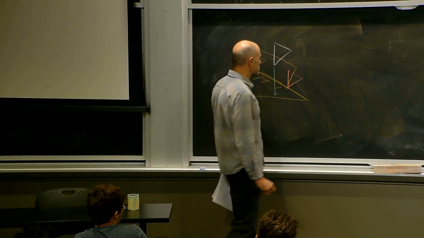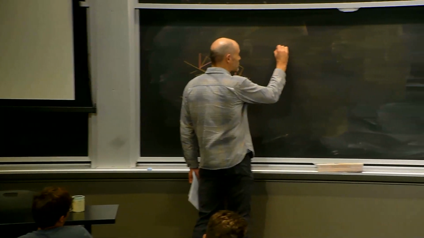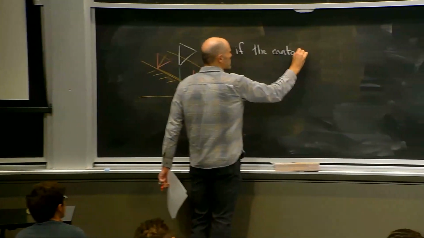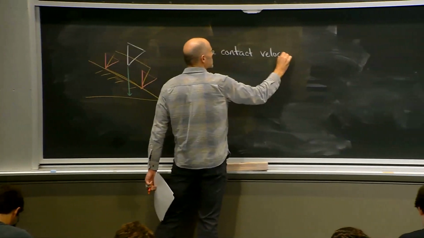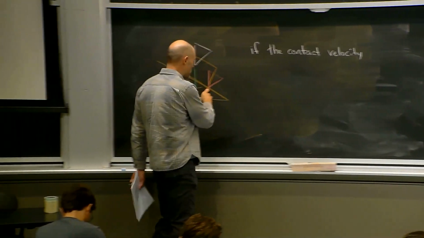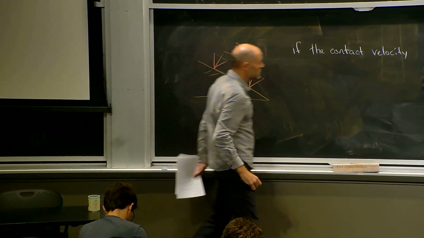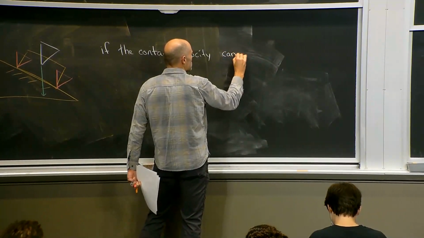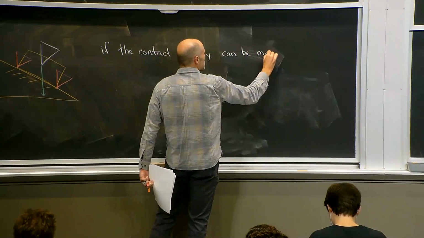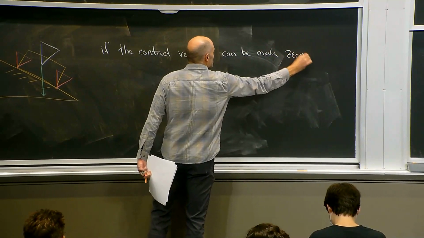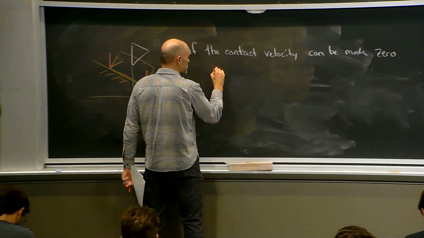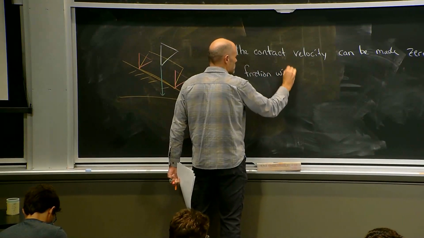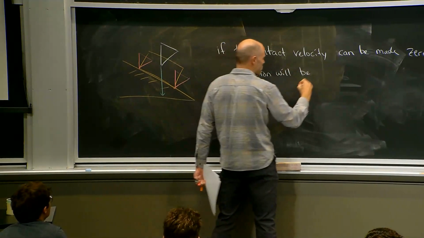There's some caveats to that, okay? But the first thing is if the contact velocity, which is the velocity at the point of contact, is 0, or can be made 0, then the frictional force would be whatever causes the balance.